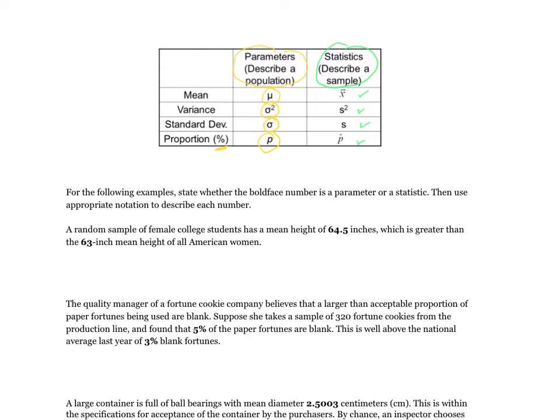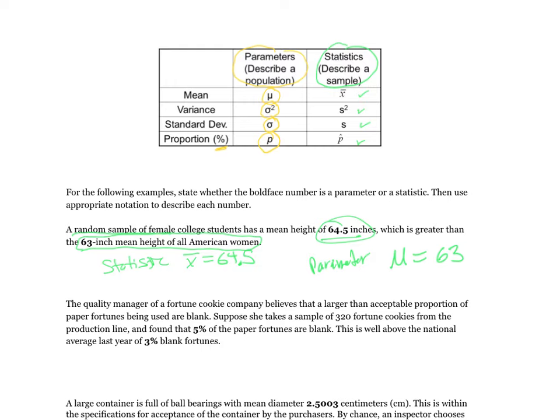A random sample of female college students had a mean height of 64.5 inches. Well, that bold number says it was a random sample, so 64.5 is a statistic, and we would say that x bar equals 64.5. How do I know it's x bar? Because that's not a percentage, okay? That's a measurement, so that's a quantitative variable. This is greater than the 63-inch mean height of all American women. Well, that's a parameter, and since it's a quantitative parameter, we would say that the mean mu is 63.